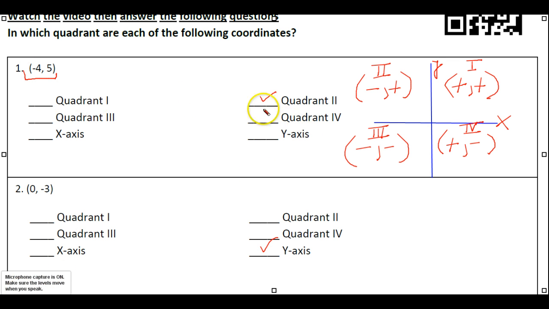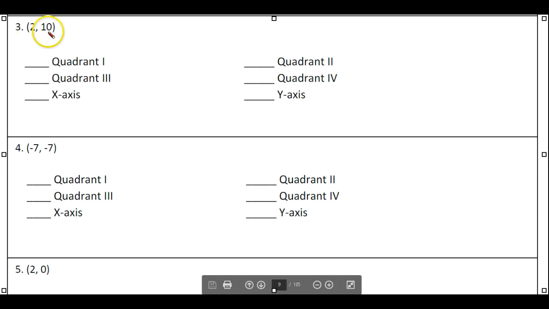So 1 would be the second quadrant. 2, that is the y-intercept, so that's on the y-axis. 3 would be, they're both positive, so quadrant 1. Here they're both negative, so quadrant 3. And here this looks like the x-intercept, so this would be on the x-axis.